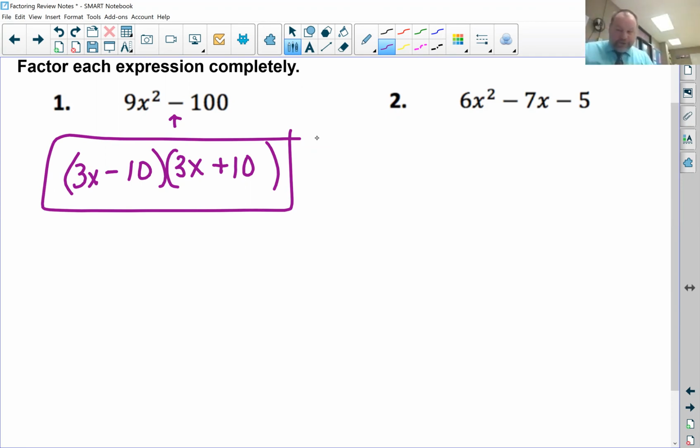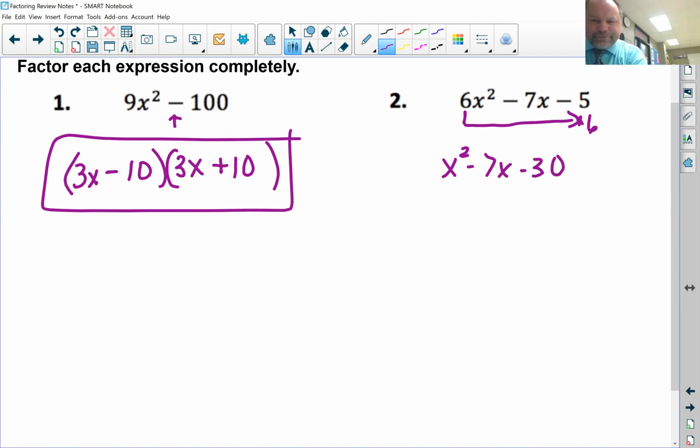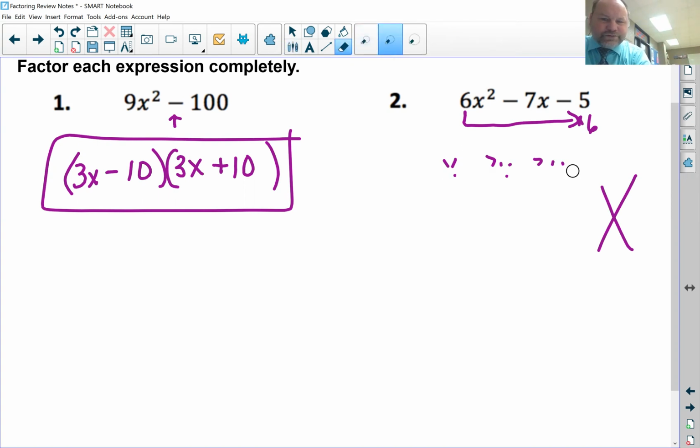Number 2, again, looking for a greatest common factor. Well, the problem here is 7 and 5 are both prime numbers. They're only divisible by 1 and themselves. So we don't have a greatest common factor. So then the next option, use the slide method because we have a number in front of the x. Multiply by 6, we get x squared minus 7x minus 30.